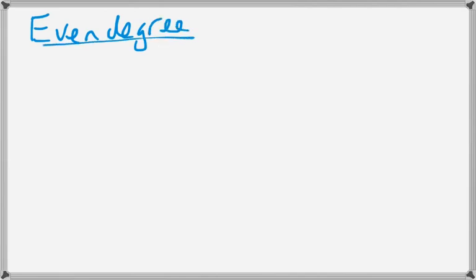So first we're going to look at polynomials of even degree. The degree of a polynomial is the highest exponent on the variable. Here are some examples of even degree polynomials. The most basic one that we've seen so far is y equals x squared. And of course we know what that graph looks like.